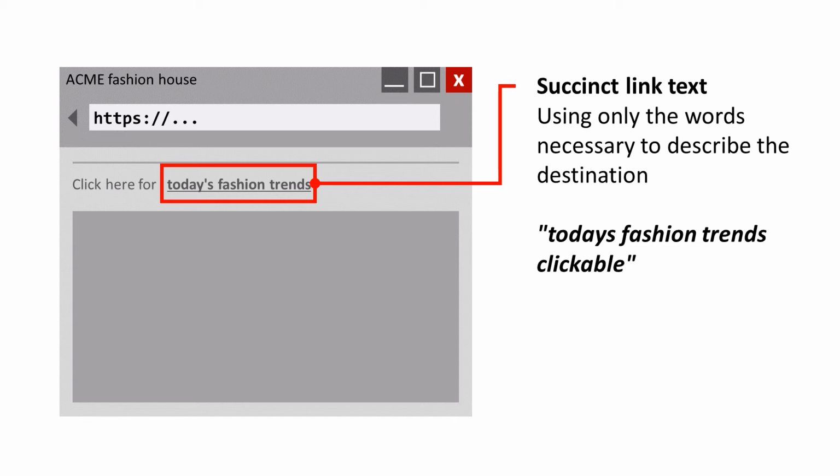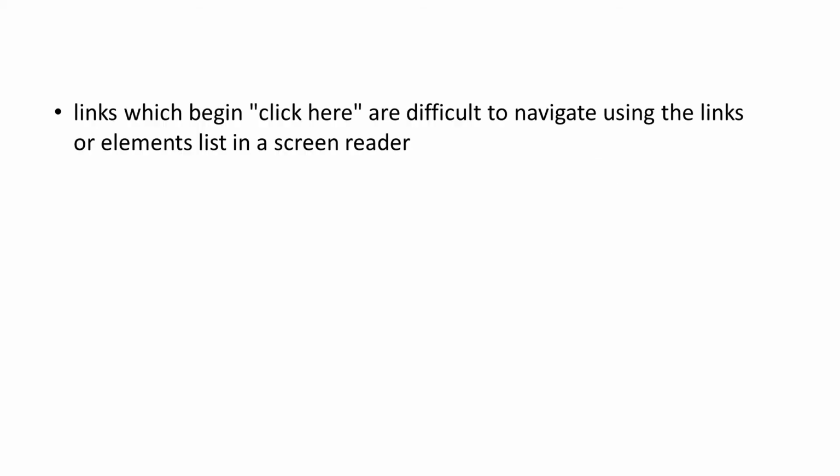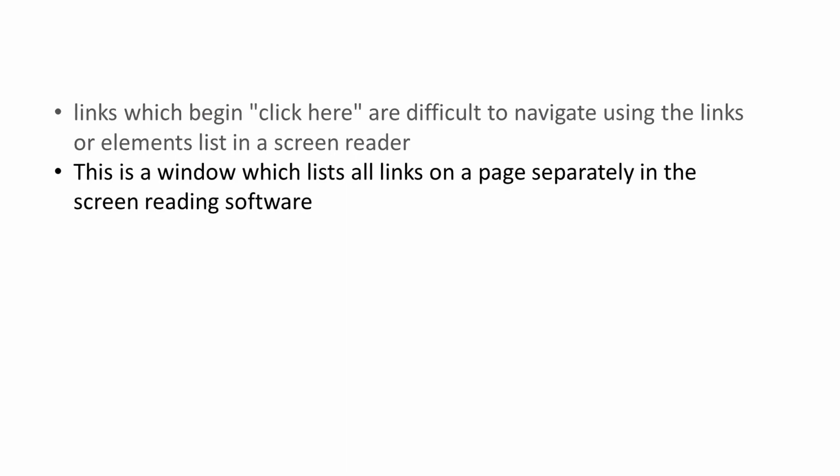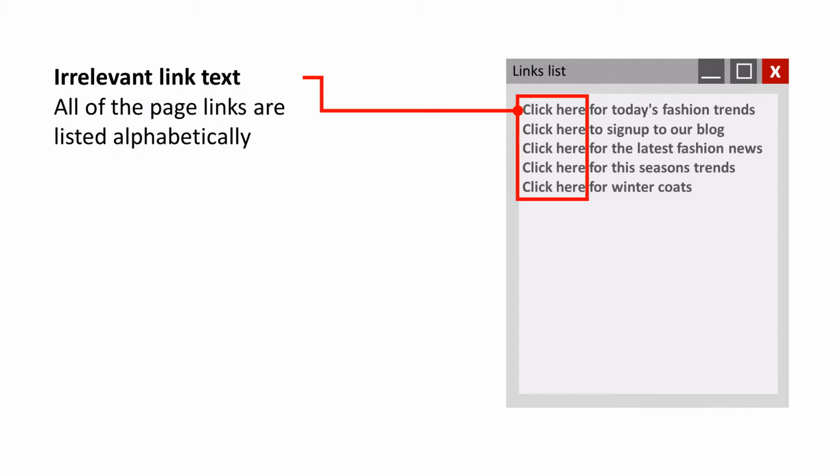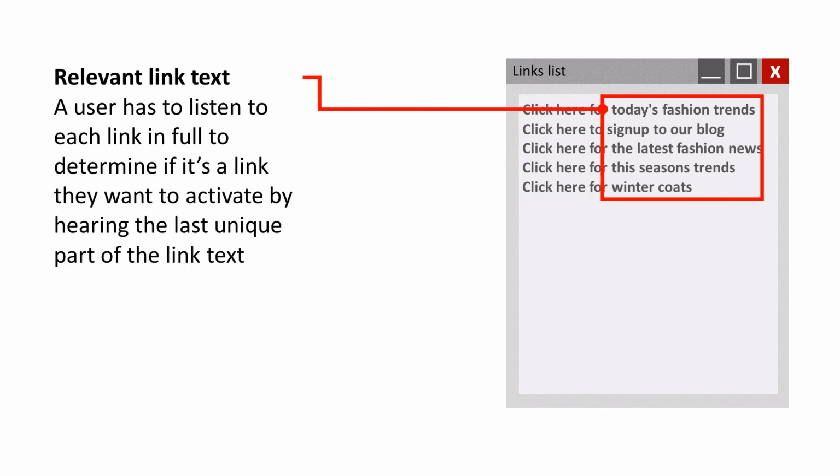Aside from reducing audible clutter of unnecessary words, links which begin click here are difficult to navigate using a feature of screen readers called the links or elements list. This is a window which lists all links on a page separately within the screen reader software. It's a way for users to quickly navigate to a link on the page without having to navigate through all on-screen content. All of the page links are listed alphabetically. If several links begin click here, a user has to listen to each link in full to determine if it's a link they want to activate by hearing the last unique part of the link text.